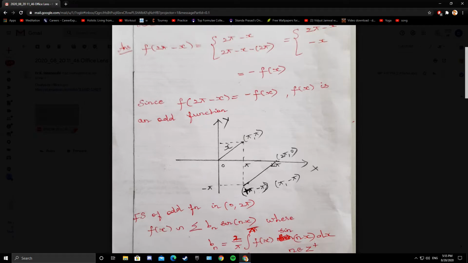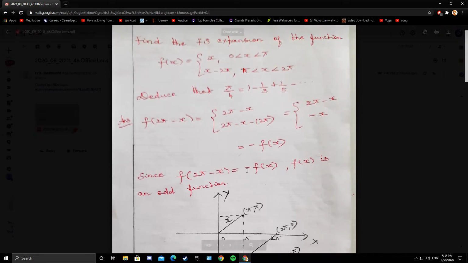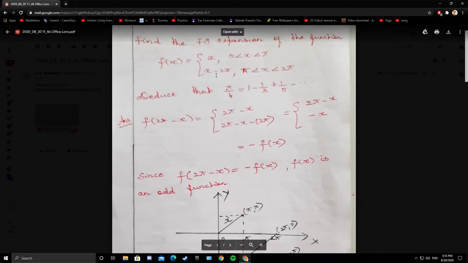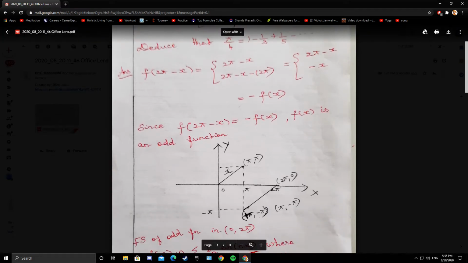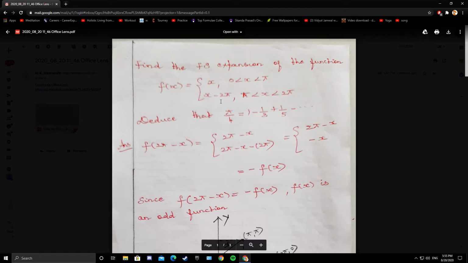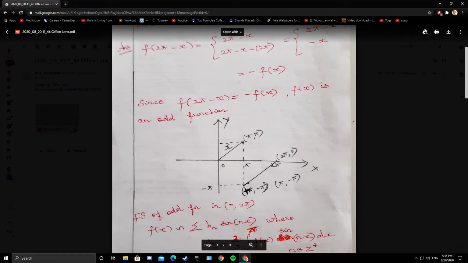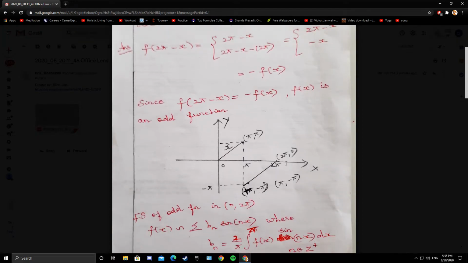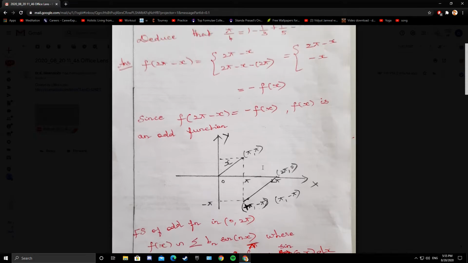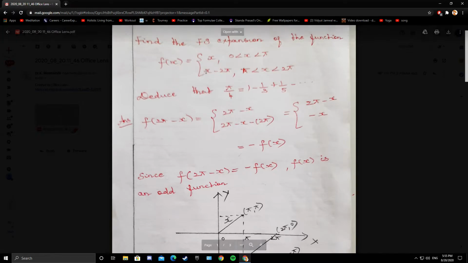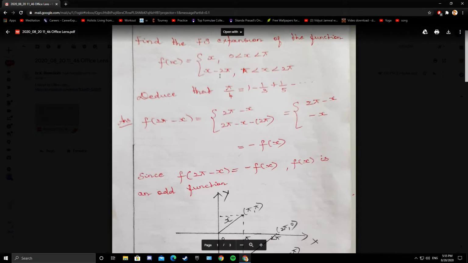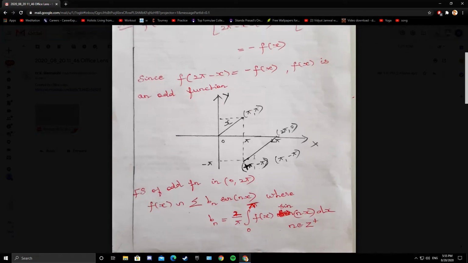And from pi to 2 pi, it is x minus 2 pi. So at x equals pi, it is pi minus 2 pi, which is minus pi. At x equals 2 pi, it is 0. So this point is pi, minus pi, and this is 2 pi, 0.